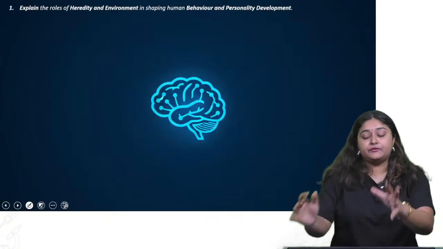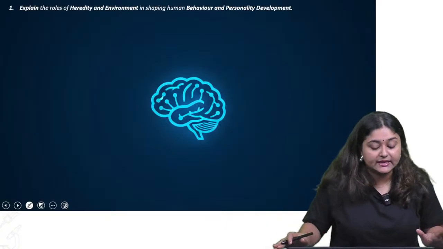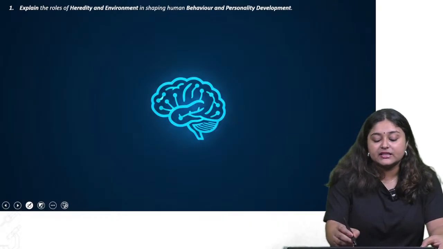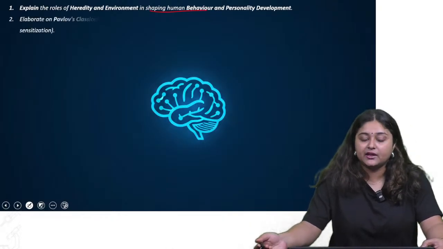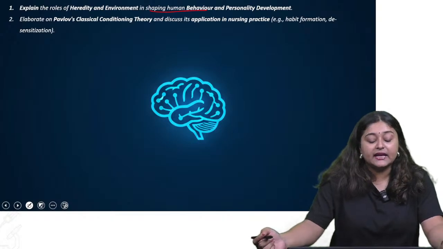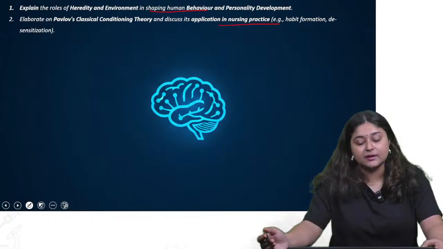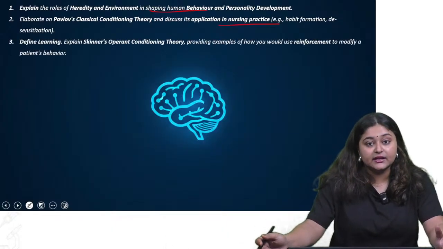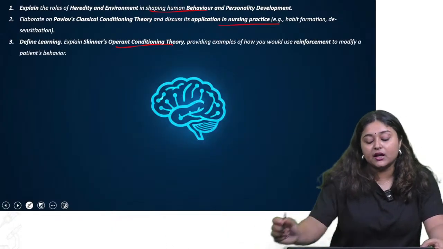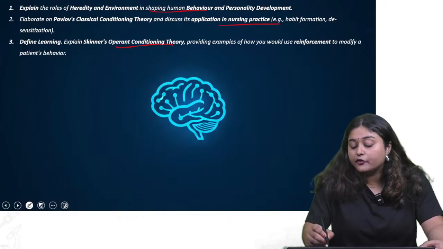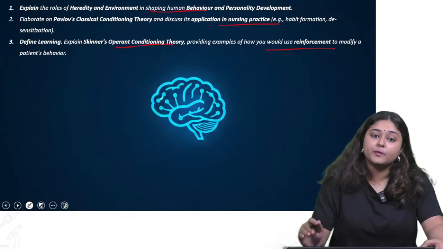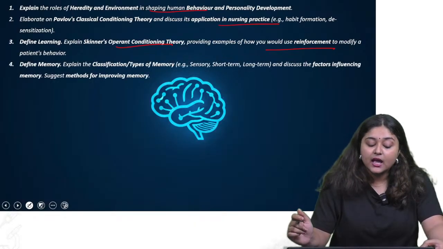So now I will give you some more important questions for the exam. First, explain the roles of heredity and environment in shaping human behavior and personality development. Then elaborate Pavlov's classical conditioning theory and discuss its application in nursing practice. Next, define learning. Explain Skinner's operant conditioning theory, and provide examples of how you would use the reinforcement modality for modifying a patient's behavior.